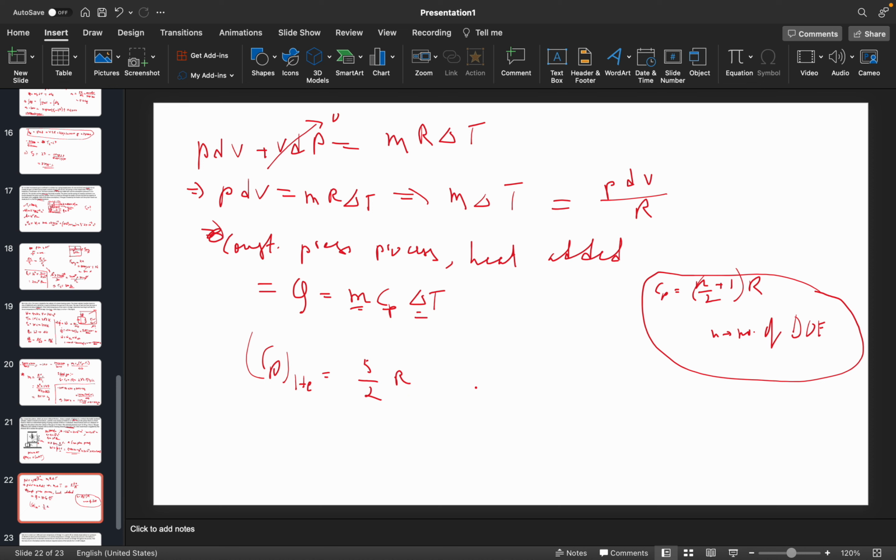You put it here, what you will get: Q is equal to m into delta T into Cp. m into delta T you put as P dV by R, and Cp you put as 5 by 2 times R. So the R value got cancelled, so that means this is nothing but 5 by 2 times whatever P dV work you have got. The P dV work you have got was 400, so your answer is 1000 joule.